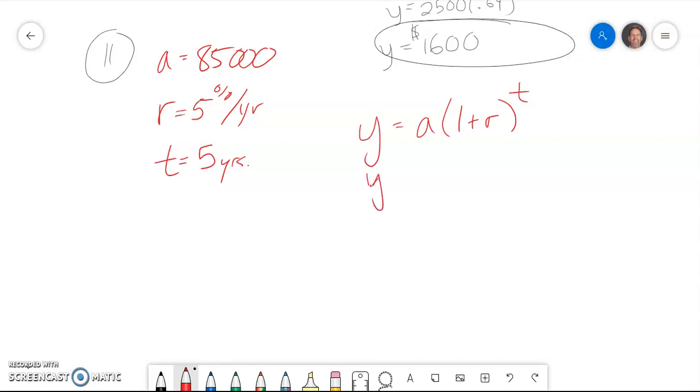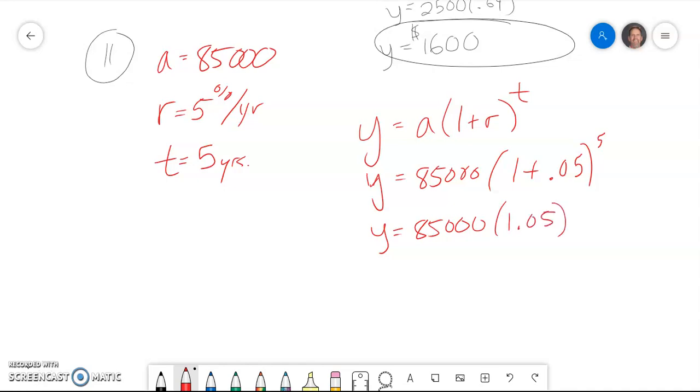So I would go like this. I would just pop in my 85,000 times 1 plus, again, be careful, 0.05, to the 5th power. Because you can't put a percent in for R. It has to be in math language. So I do 85,000 times 1.05 to the 5th. And again, I do that on a calculator, so you need a calculator on these problems.